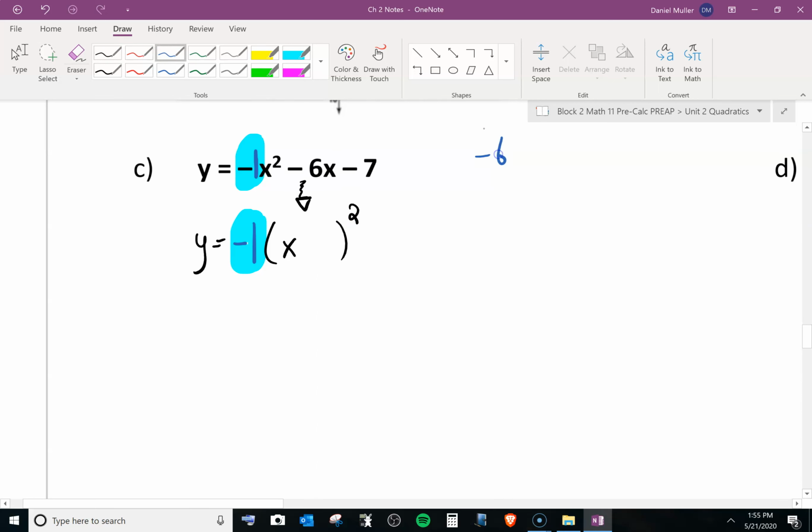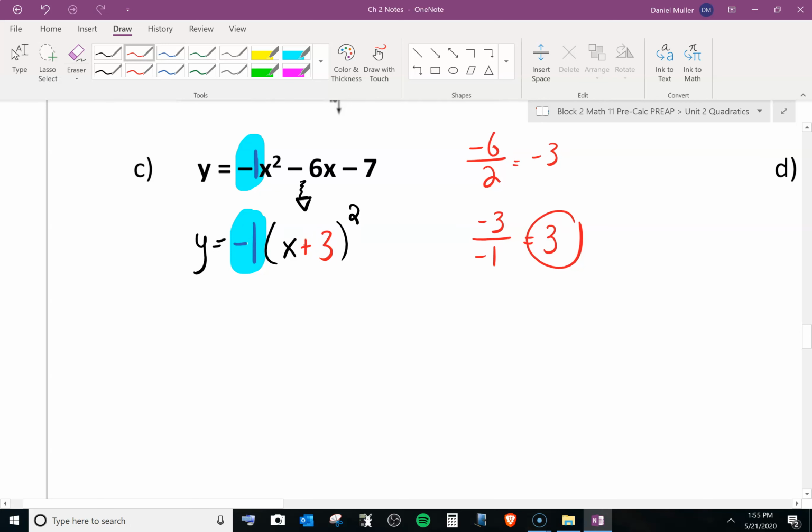Now, we need to get our inside number. So you got -6. That's this number right here, -6. And like we always do, take the middle and cut it in half, and you get -3. However, you need to take that -3 and divide that by the number in front, which is -1. So -3 divided by -1 is a +3. We would have gone over that in class, but it's a +3.